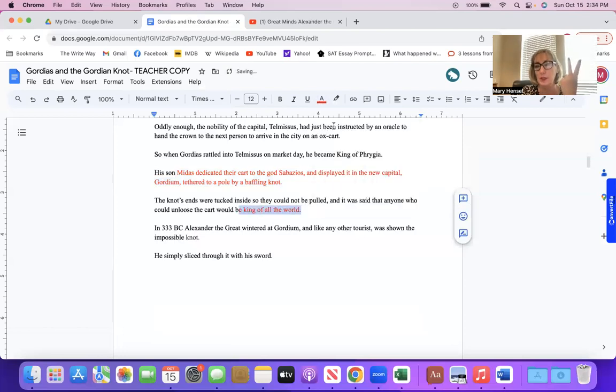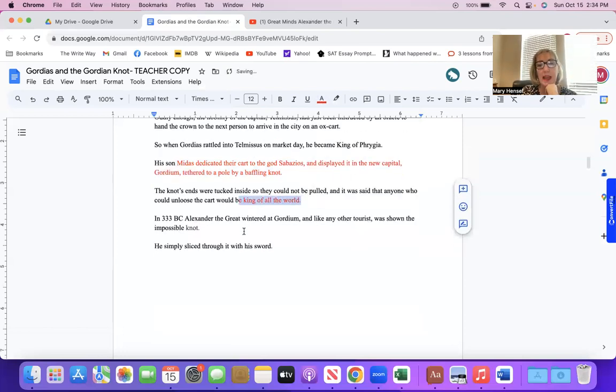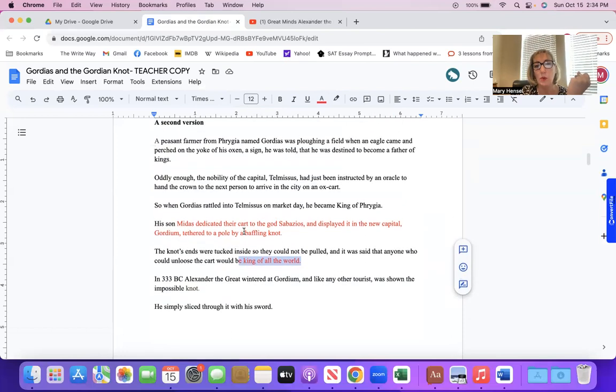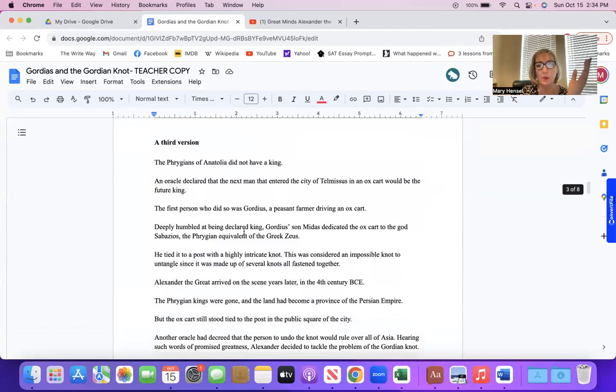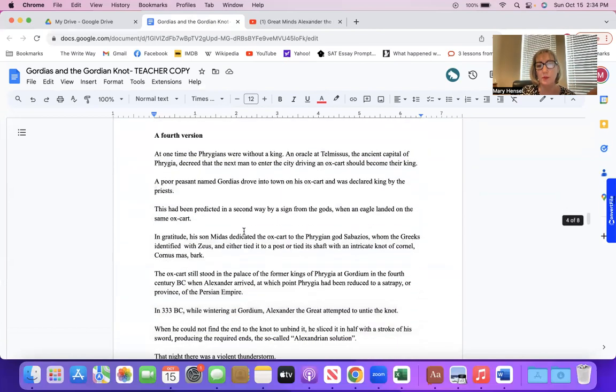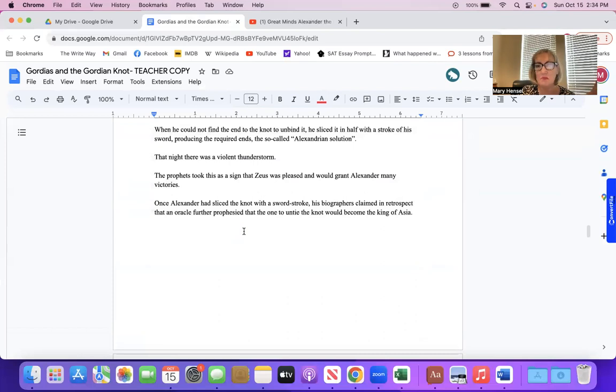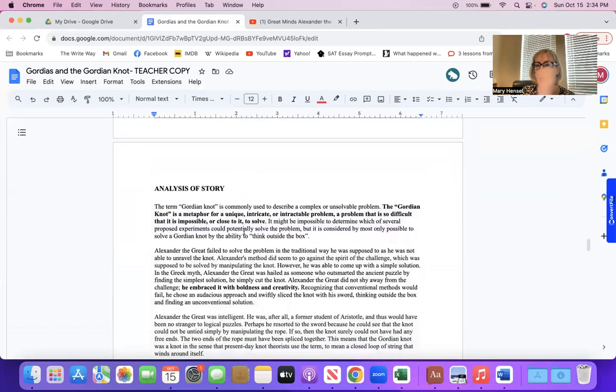So two variations there. In 330 BC, Alexander the Great wintered at Gordium, and like any other tourist was shown the impossible knot, he simply sliced through it with his sword. Okay, so a variation there, but the basic story. So we have a third version and a fourth version, and you can see not a long, complicated story.